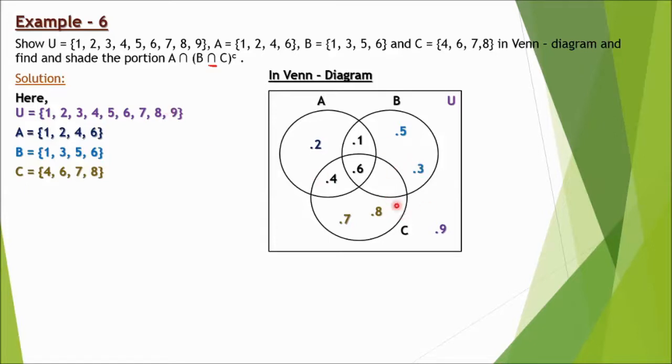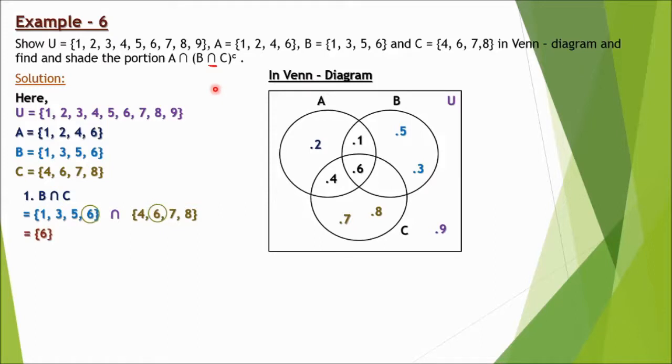So we have drawn the Venn diagram, and now we are going to find B intersection C. We can easily find B intersection C here also. Only 6 is the B intersection C. Let's see by doing it by intersection. Now only 6 is common, so we have to write 6.